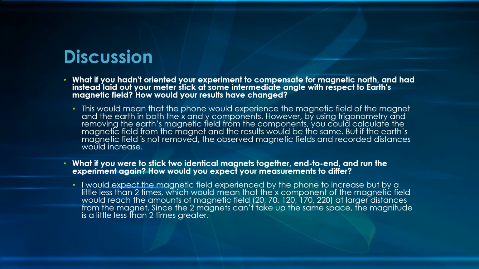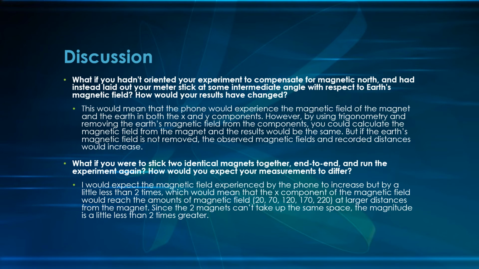Now, if I hadn't set up the meter sticks so that they were running north-south and east-west, it would have made the experiment a lot harder because the magnetic field of the magnet and the Earth would be in both the x and y components. This would mean to find the magnetic field of the magnet, I would have to remove the magnetic field of the Earth from both components using the angle theta, but if done correctly, the results would be the same. However, if the magnetic field of the Earth is not removed, then the observed magnetic fields and recorded distances would increase.